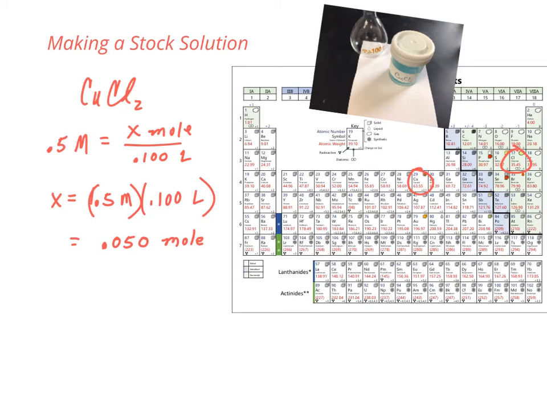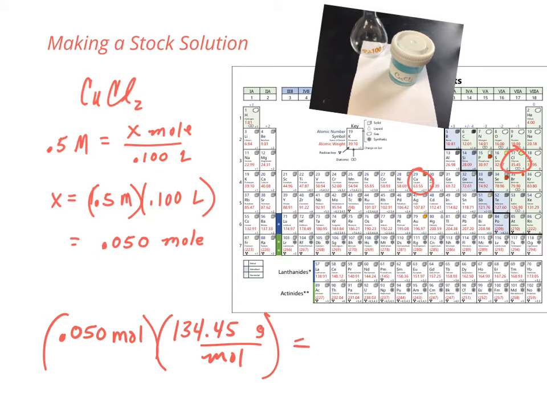So taking our 0.050 moles, multiplying it times 134.45 grams per mole will give us the number of grams that we need to make our solution. 6.72 grams of copper 2 chloride.